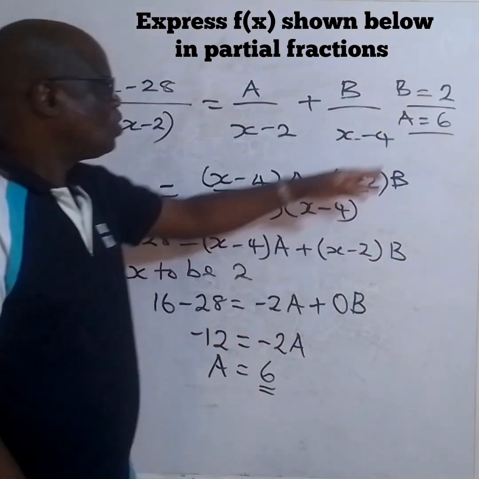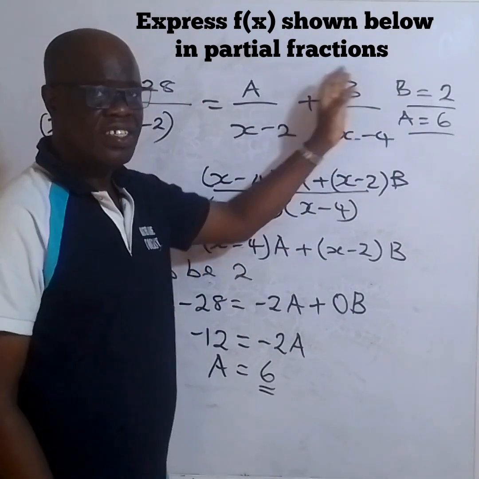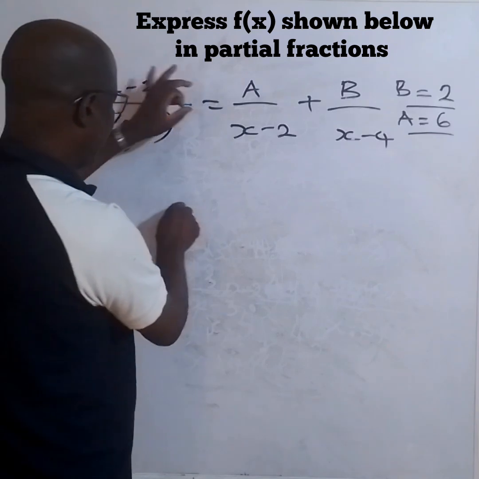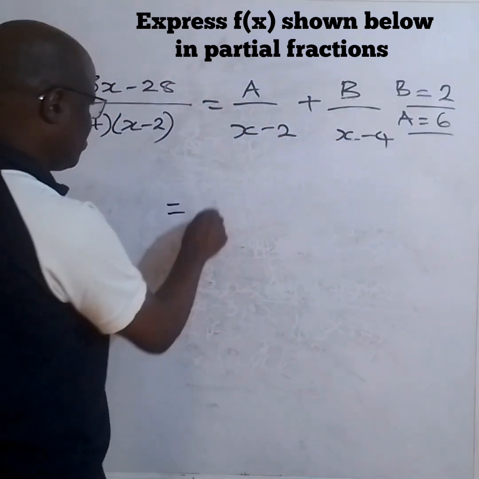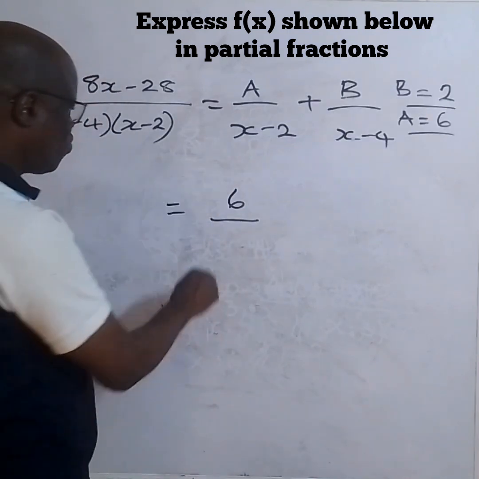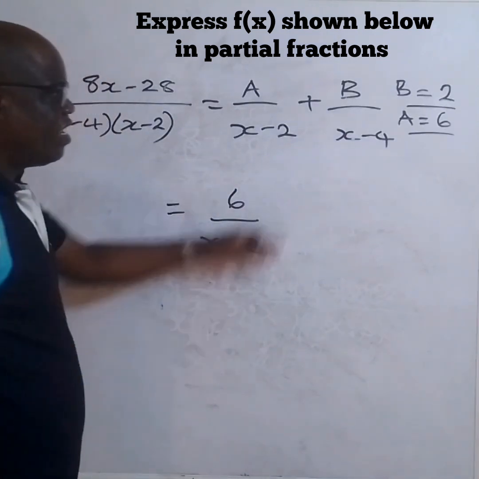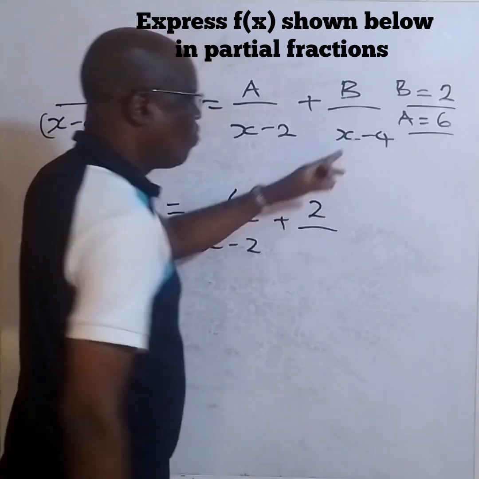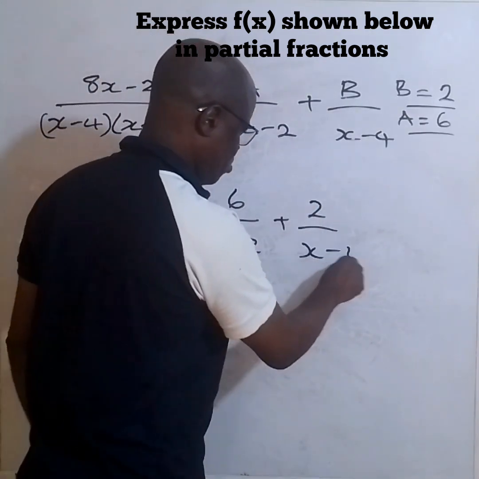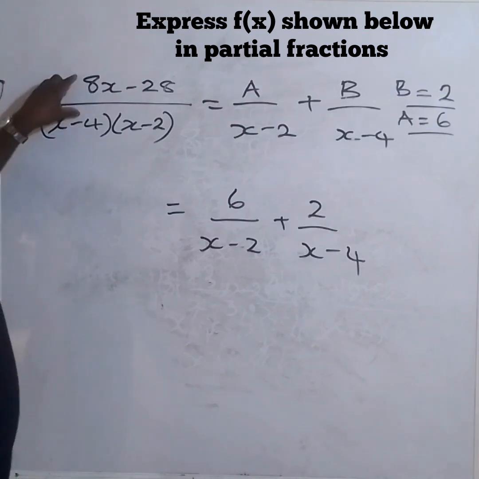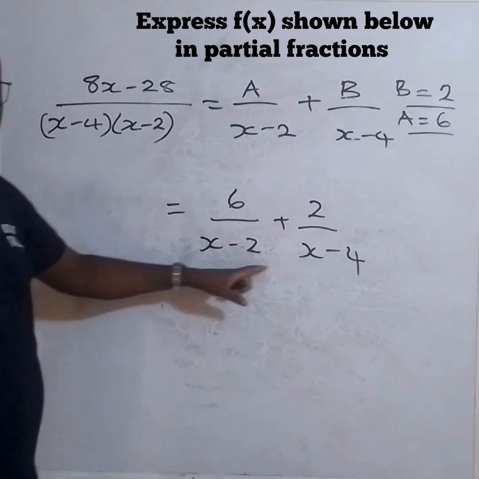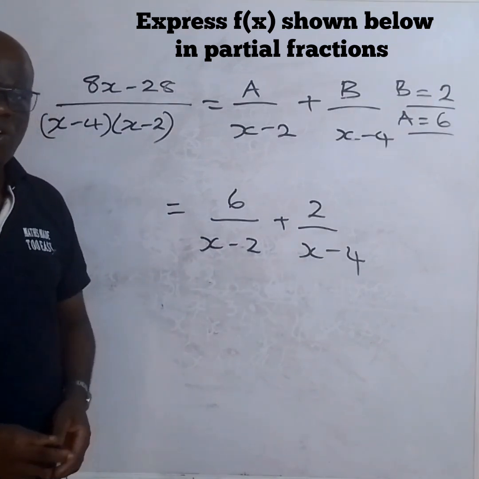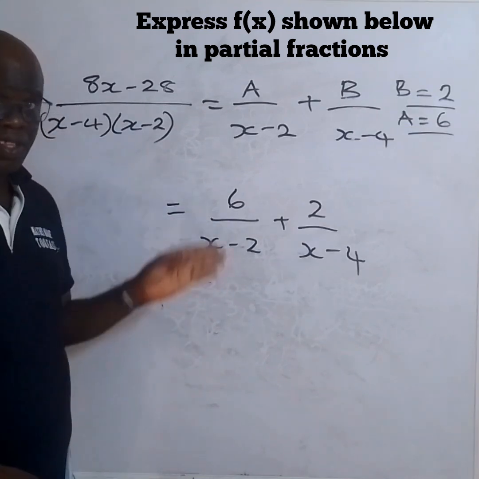The next thing we do is to put the value of A here, the value of B here. So this expression can be written as: A is 6 all over x minus 2, then plus B is 2 all over x minus 4. So this expression can be broken down into these partial fractions. When next we meet, we are going to look at some other examples that are different from this one.